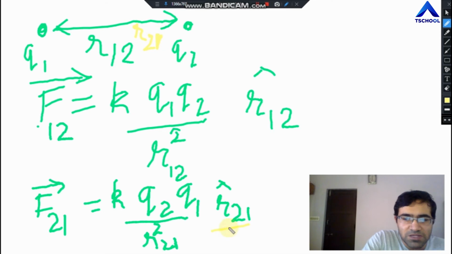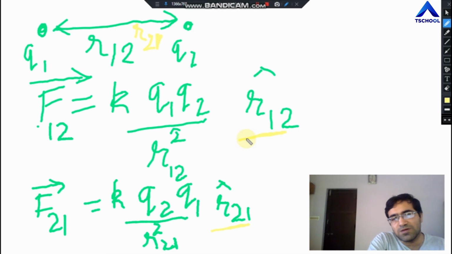But the difference between these two forces is here in the directions. You can see that one is R12 hat and the other is R21 hat. Okay, so R12 hat is from 2 to 1, correct? You can recall it by rewinding or going a bit backward in the video. And R21 hat is from 1 to 2, right? So the only thing that has changed between these two is the direction. In fact, it has reversed, right?